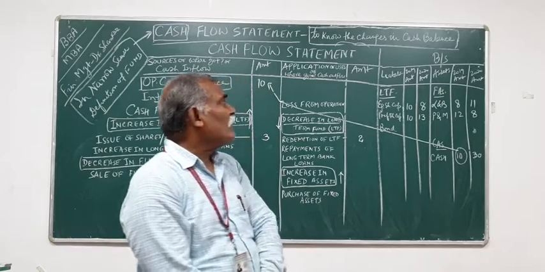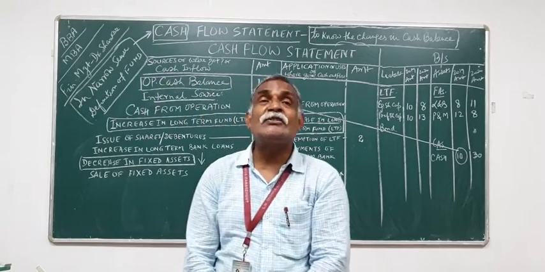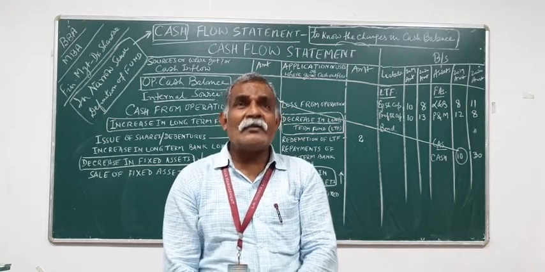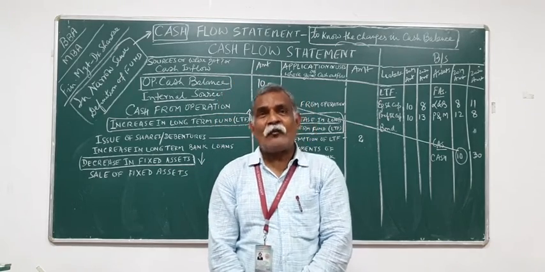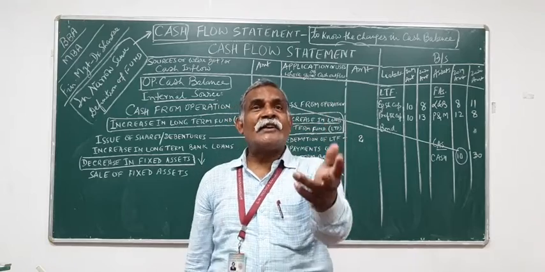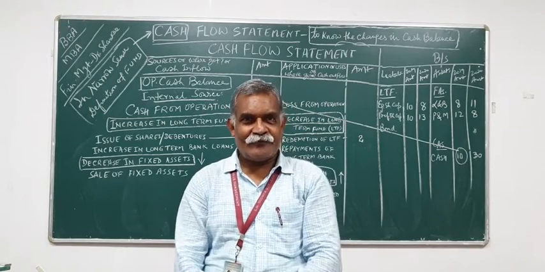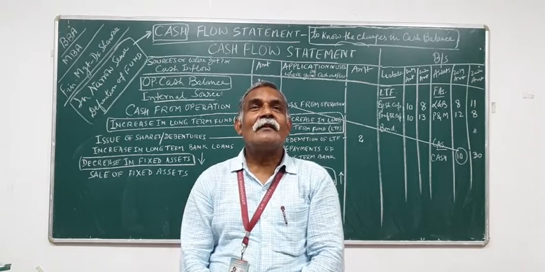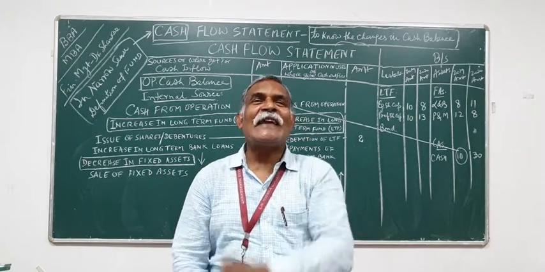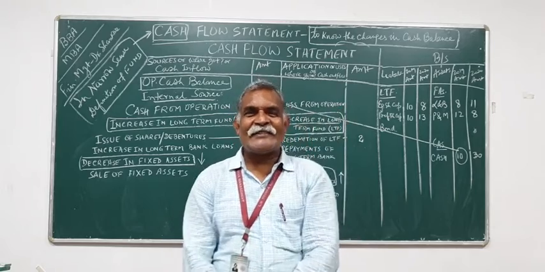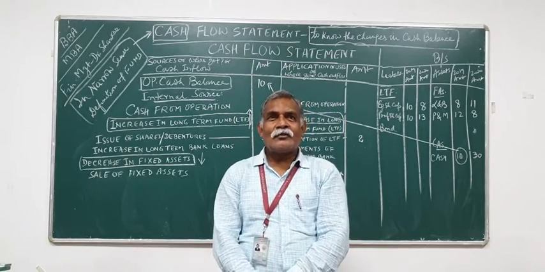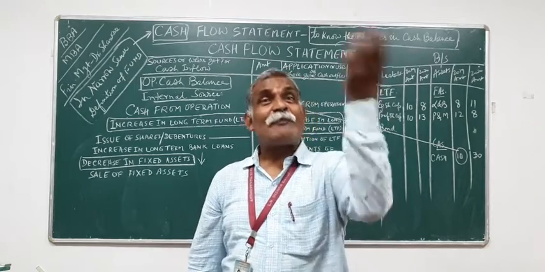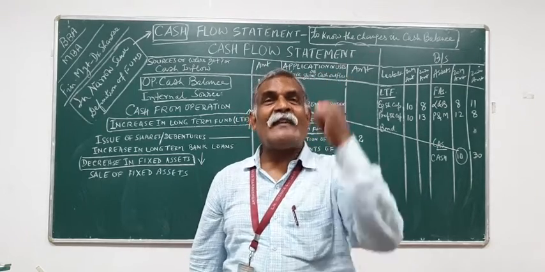Land and building increasing from 8 to 11. It means you had 8 houses, each of 1 rupee. Now you have 11 houses, each of 1 rupee. It means you purchased 3 houses. Purchase means what? You have utilized the cash. You have applied the cash. So your cash has gone for the purchase of fixed assets, for purchase of land and building.